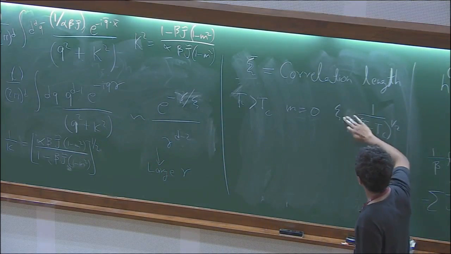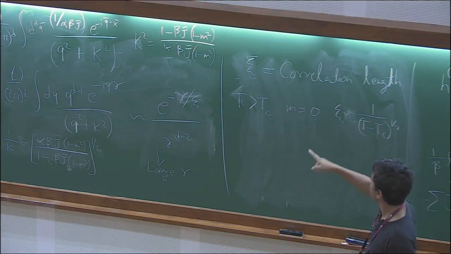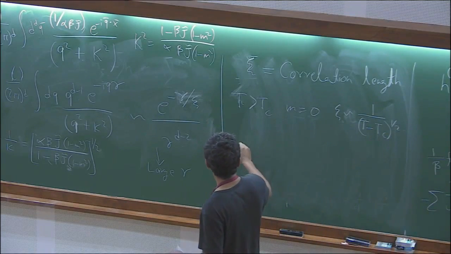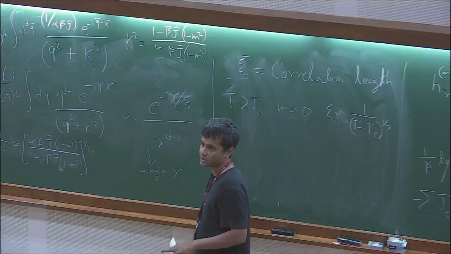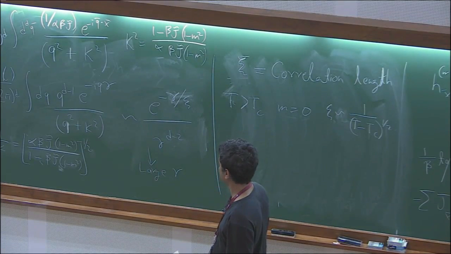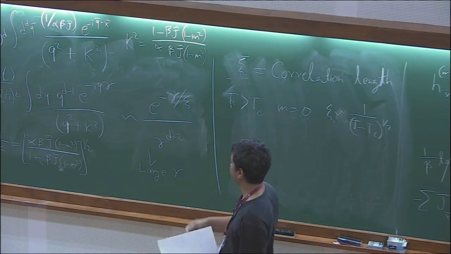Okay, so it's clear that from above Tc, as you approach Tc, this correlation length diverges, and at Tc this is infinite. So at Tc the correlation is just given by a pure power law correlation. So that's the general form. In this mean field calculation, eta is 0.